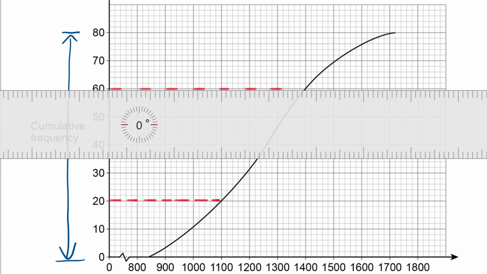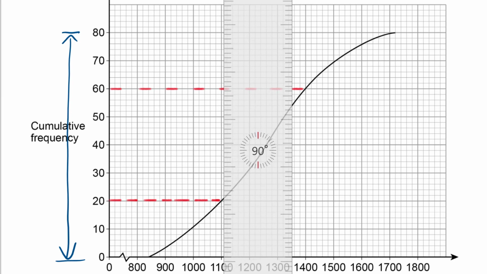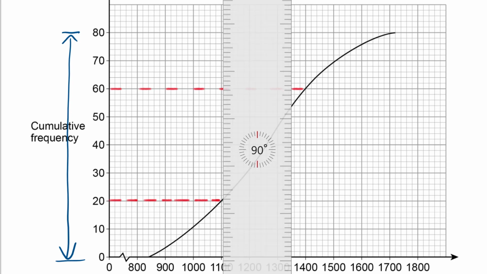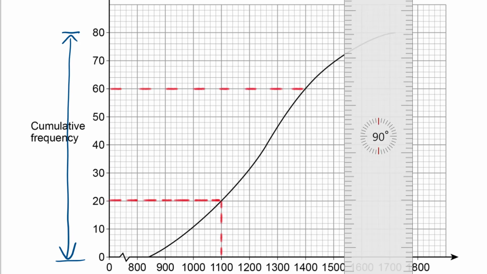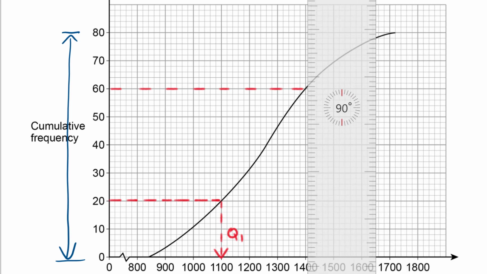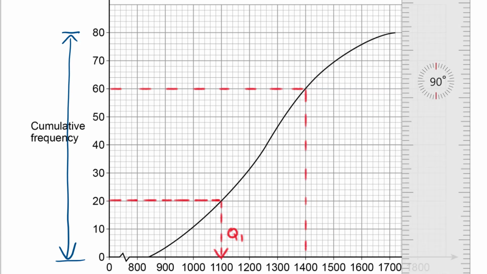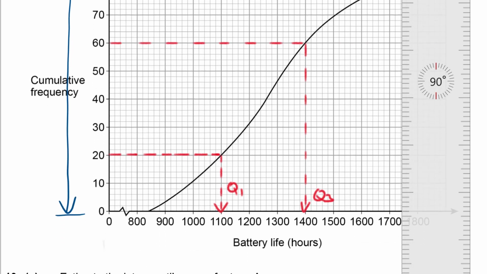It's going to be easier. Okay, and then when we hit the curve, we're going to switch and draw down. So my Q1 is there. Look, that's Q1, the lower quartile. My upper quartile is here. That's Q3, which is 3/4 of the way through.